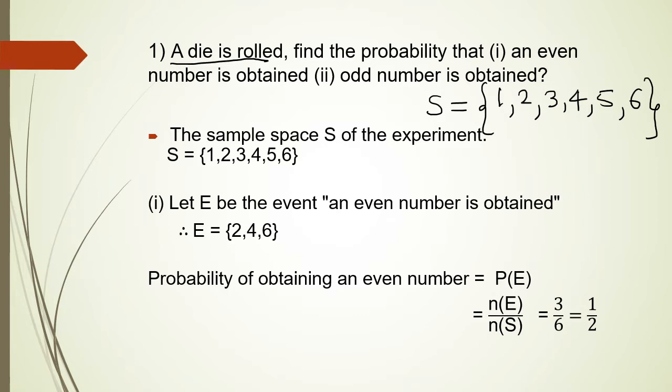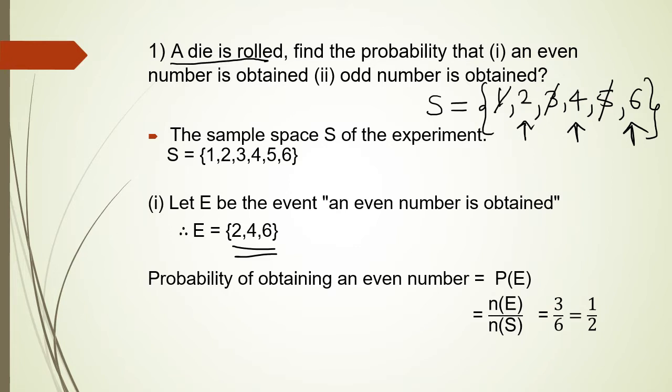Now let's talk about which probability we have to find out. The first is that an even number is obtained. Let E be the event that an even number is obtained. Out of all the 6 possibilities, we want only those which are even numbers. 1 is not a possibility, 2 is a possibility, 3 is an odd number so not a possibility, 4 is an even number, 5 is not a possibility, and 6 is an even number. So here we have 2, 4 and 6 as the even numbers out of all the possible outcomes.